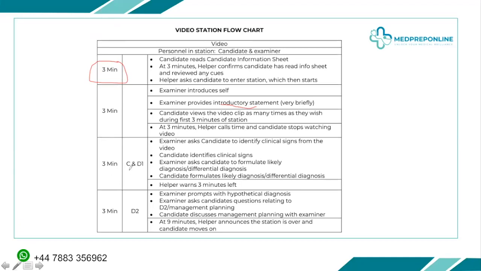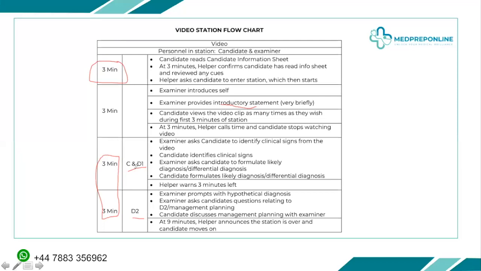And now the examiner's time starts. So with the examiner, you have a total of 6 minutes. In the 6 minutes, the domains which we have already discussed, C in the first 3 minutes, and in the next 3 minutes D2 is discussed.